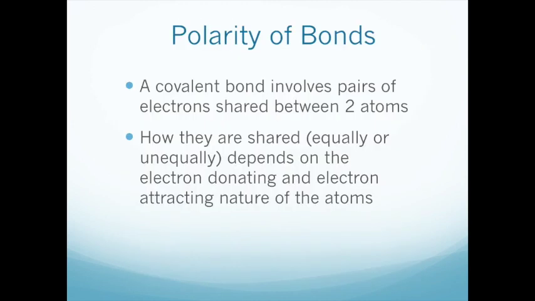So, bond polarity. Covalent bonds generally involve pairs of electrons shared between 2 atoms and therefore have to be less polar than ionic bonds, which involve a complete transfer of electrons. How equally or unequally these electrons are shared depends on the electron donating or receiving power of the individual atoms, which is measured by their electronegativity.